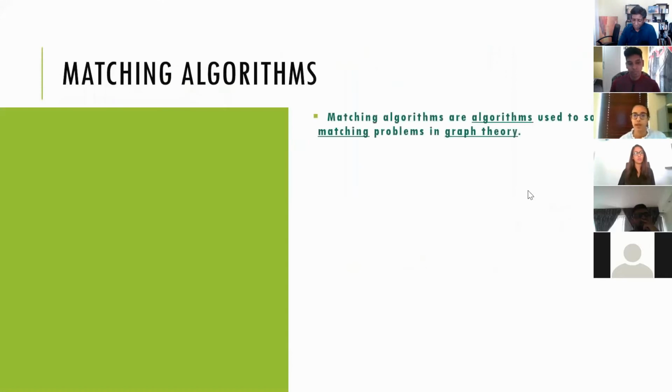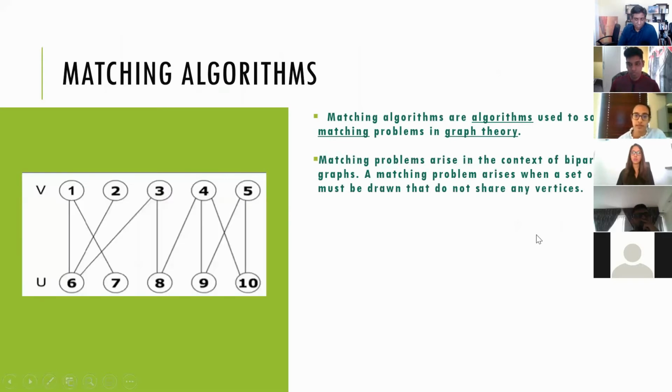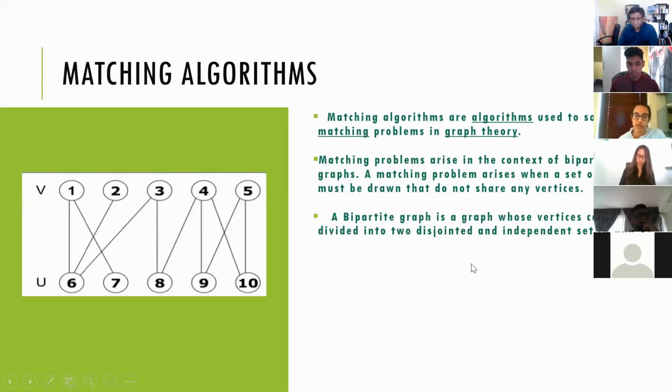So just to touch on matching algorithms. Matching algorithms, sorry, let me minimize it, are algorithms that are used to solve graph matching problems in graph theory. Matching problems arise in the context of bipartite graphs. A matching problem arises when a set of edges must be drawn that do not share any vertices. And a bipartite graph is a graph whose vertices can be divided into two disjoint sets, U and V.